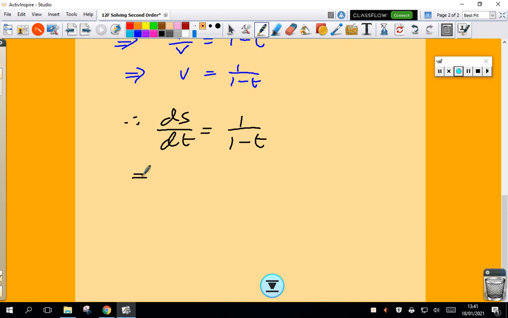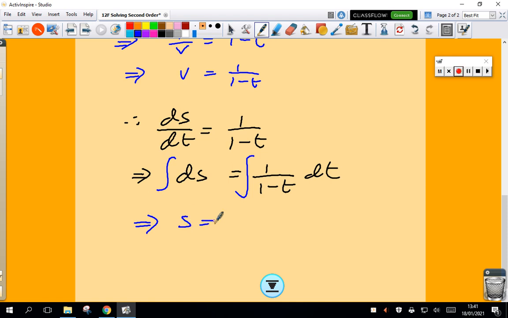I'm going to separate and then integrate. It's a separable first order differential equation. ds is equal to 1 over 1 minus t dt, and I'm going to take the antiderivative on both sides. So on the left hand side, that's just the antiderivative of 1 with respect to s, which is s. And on the right hand side, that's the antiderivative of 1 over 1 minus t.